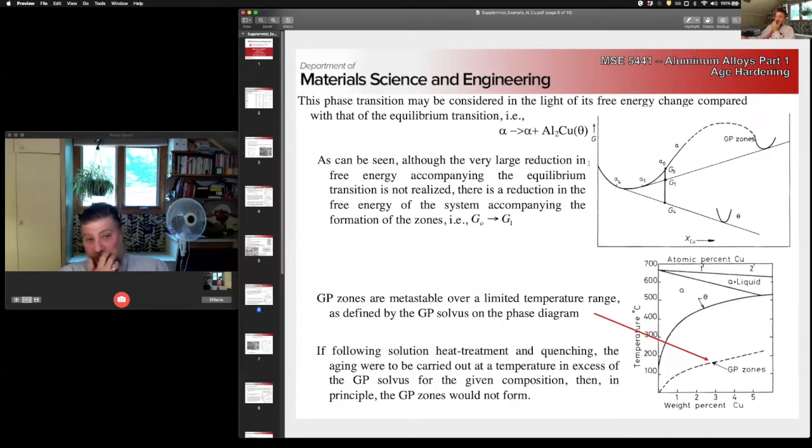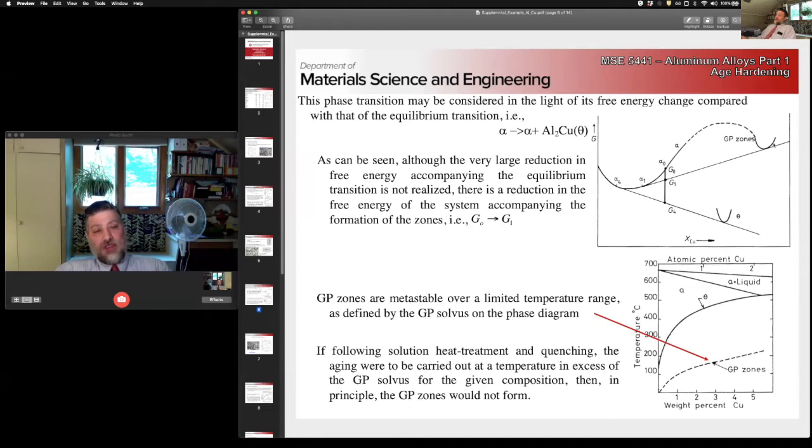So what's interesting is if we look at our free energy diagram, right? And this is the real reason why I wanted to show you this now. So here's the free energy for GP zones. Here's the free energy for theta, right? We can see that if we're at composition G0, we can really lower the free energy of our overall system if we can nucleate the equilibrium phase. There's no doubt why this is the equilibrium phase over the GP zones, right?